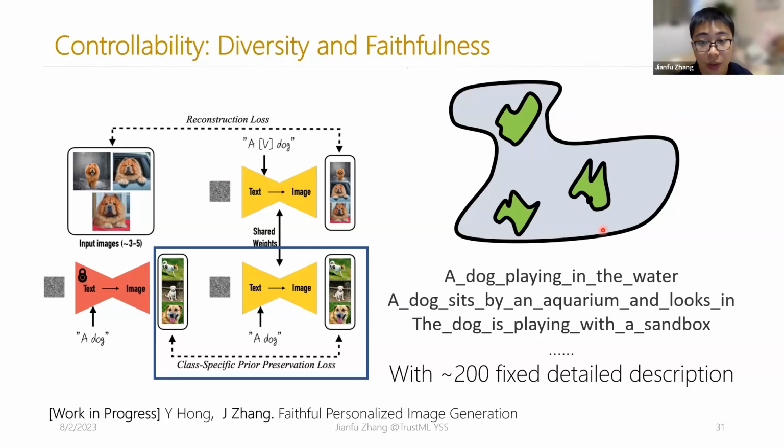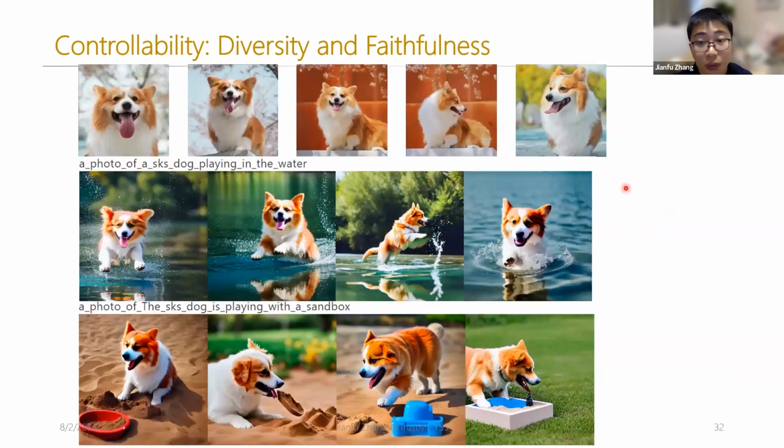As a result of this approach, we observe a significant improvement in the diversity of generated images and their adherence to the provided text prompts. With a revised training approach, we can now generate customized images based on the specific input scenes, such as a dog playing in the water, or a dog playing with a sandbox. This enhancement enables DreamBooth to better align its image generation process with user-defined text prompts, resulting in more contextually relevant and personalized outputs.